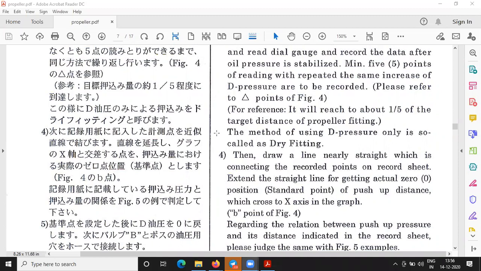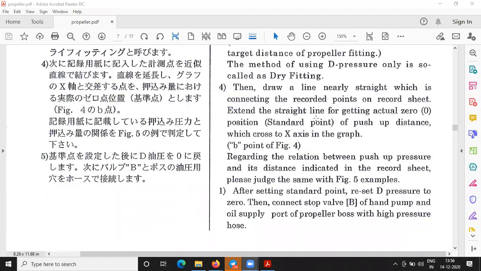Okay. Now this is there, you have seen this. Draw a line nearly straight, connecting the recorded points on the wheels. Extend the straight line for getting the actual zero position. See here, the standard point of push-up distance which crosses the x-axis in the graph. So what do you understand by this?